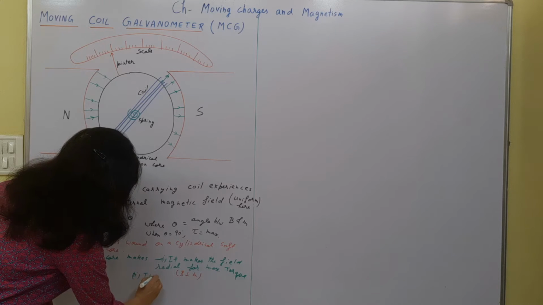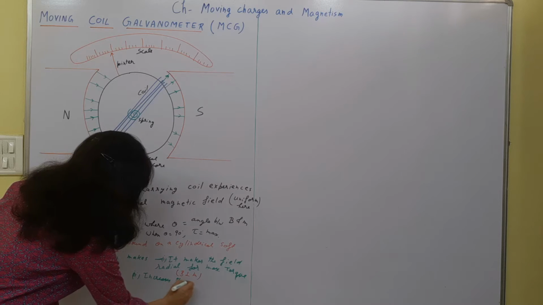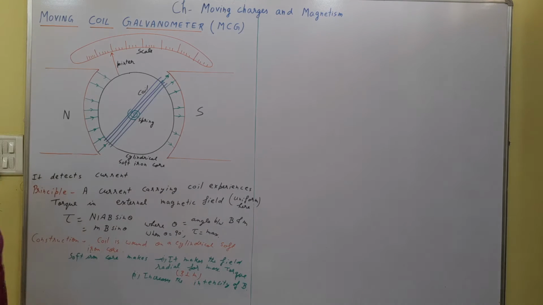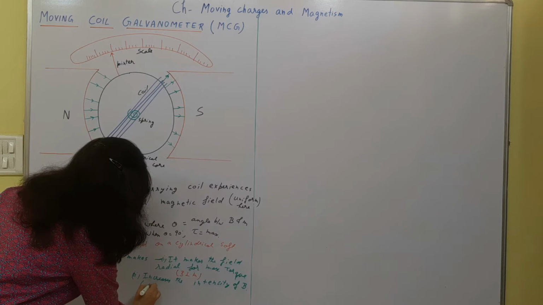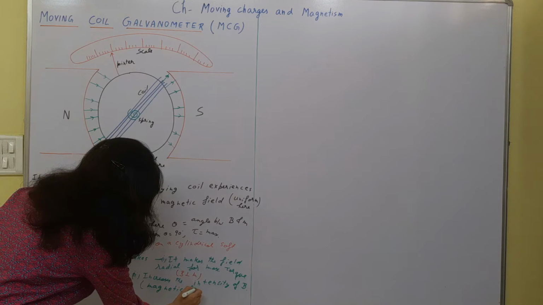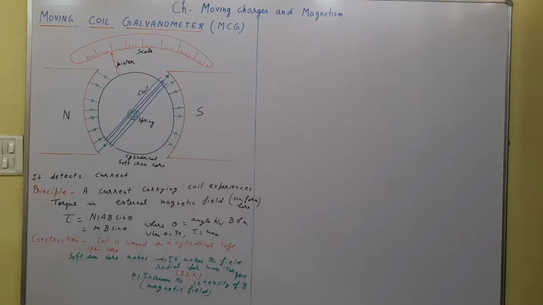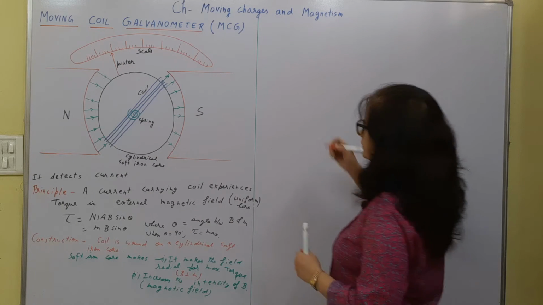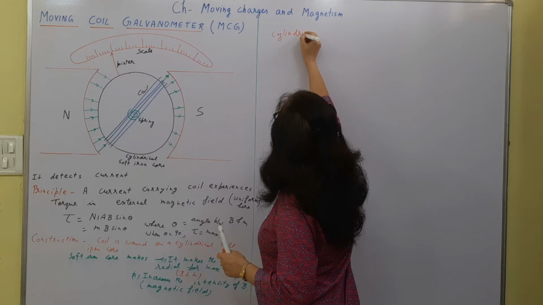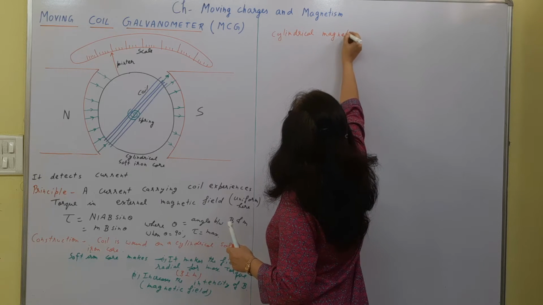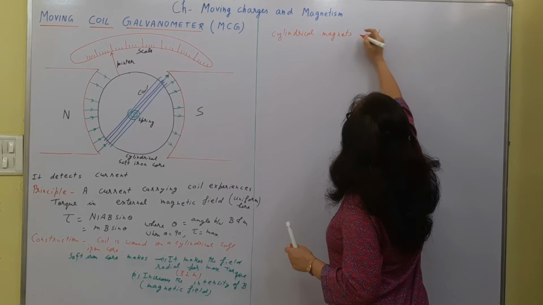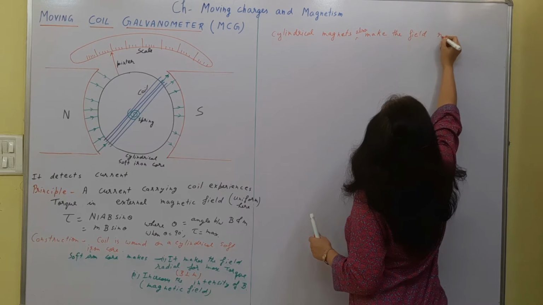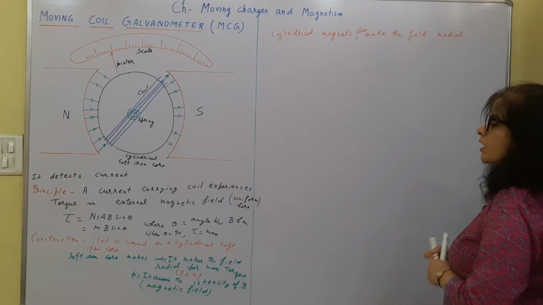Second point, what is the function of this soft iron core? It increases the intensity of magnetic field, which is denoted by B, right. And then we have cylindrical magnets. Again the function of cylindrical magnets is to make the field radial.